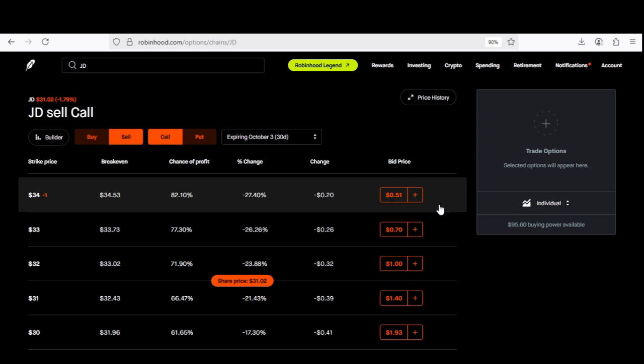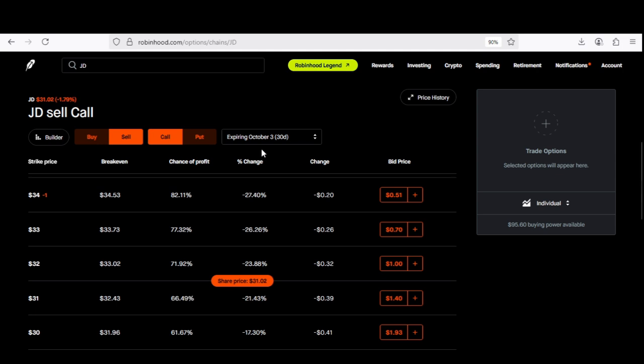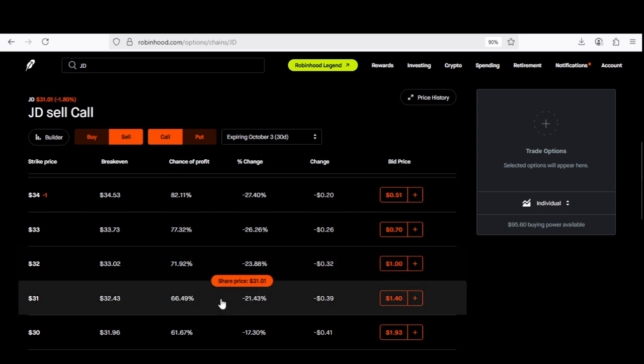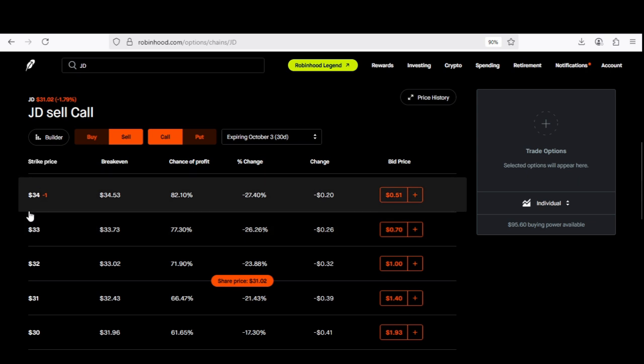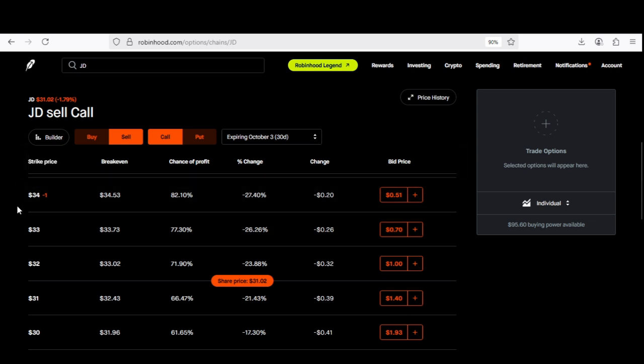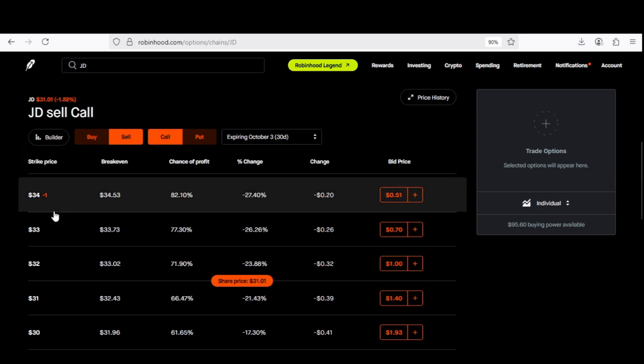The other way this strategy could go, the other exit strategy, is that come once again October 3rd, if this share price right here of $31 happens to break past the strike price we chose for our covered call, if it goes above the $34, then Robinhood is going to sell our LEAPS option. So we're going to lose that LEAPS option, but it's not going to be a total loss. Once the LEAPS option is sold, you're going to get that money. Then you're going to keep this $51. And also, we're going to have to pay to close out the covered call.